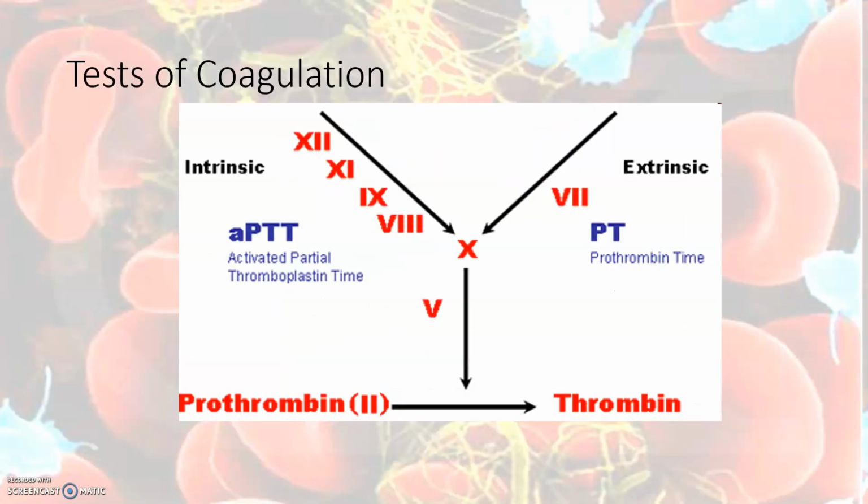How do we test for coagulation? Well, there are two tests. The activated partial thromboplastin time, which really tests the intrinsic pathway, factors 8, 9, 11, and 12, and then the PT, which tests the extrinsic pathway.